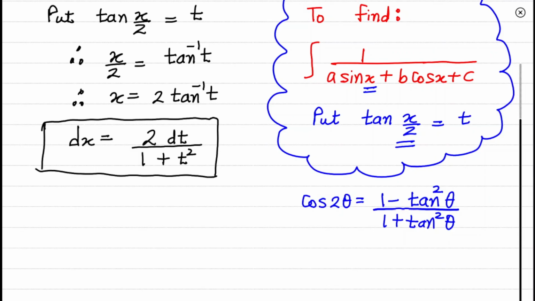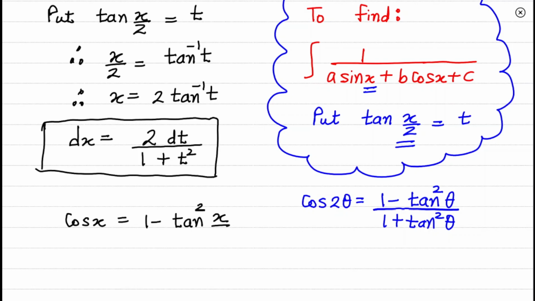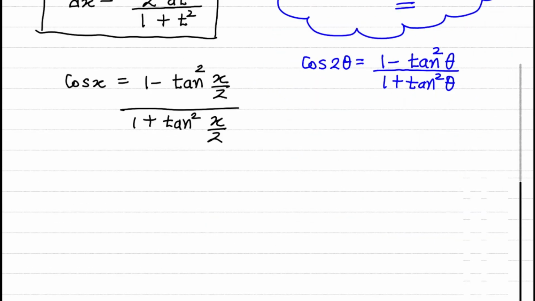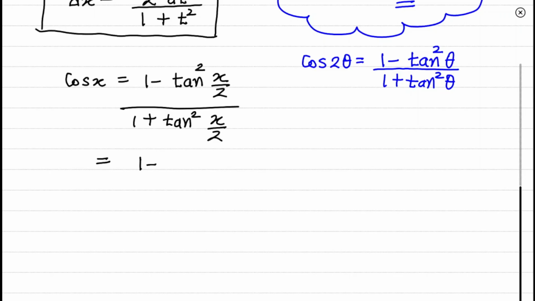So what we can do here is we can say that cos x, using this formula, can be written as 1 minus tan square x by 2 divided by 1 plus tan square x by 2. Now, since tan x by 2 is equal to t, what you can do is write that cos x is equal to 1 minus t square divided by 1 plus t square. So that's the value of cos x that we have.